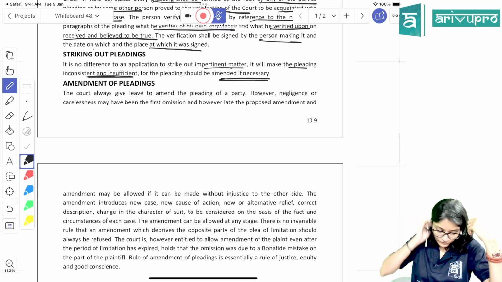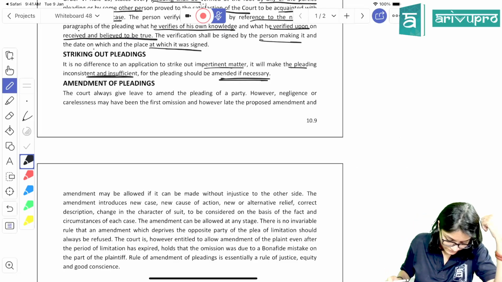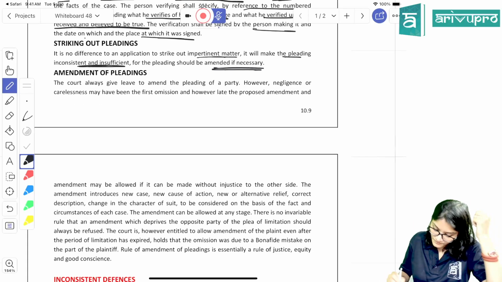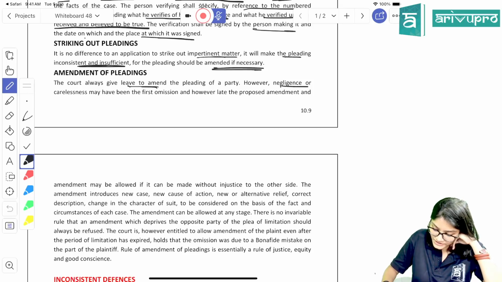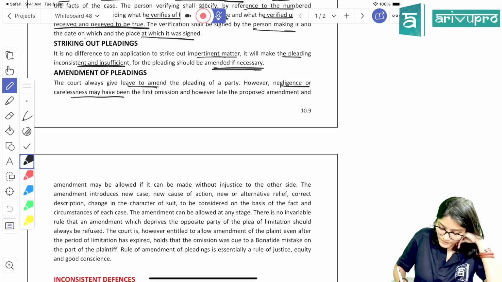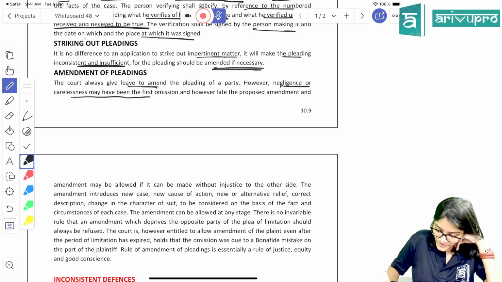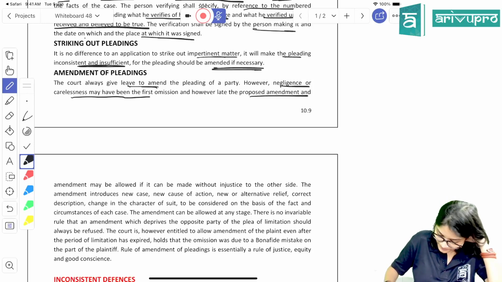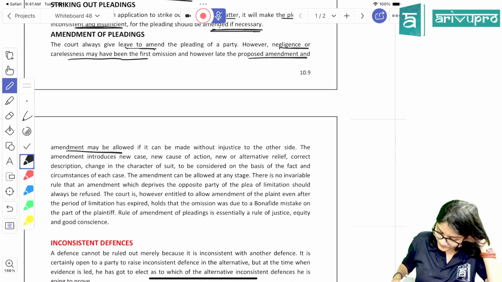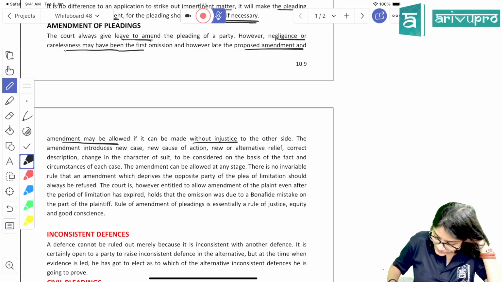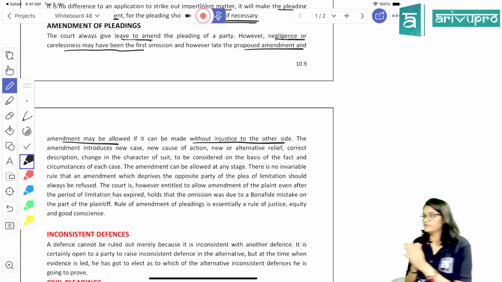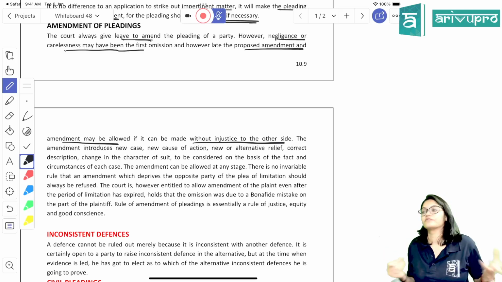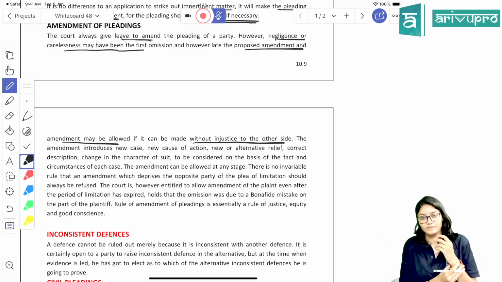Next, amendment of pleadings. The court always gives leave to amend the pleading of a party. However, negligence or carelessness may have been the cause of the first omission, and however late the proposed amendment may be, the amendment may be allowed if it can be made without injustice to the other side. When will the court allow? If it does not cause injustice to the opposite party, right? Every time amendments are not given. Looking at the reasons, amendment will be given.